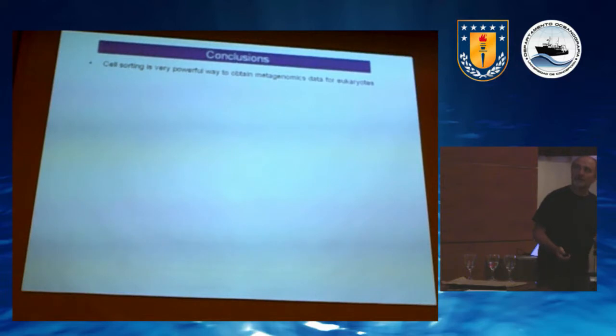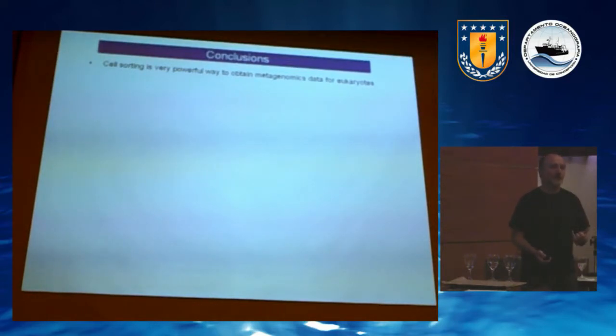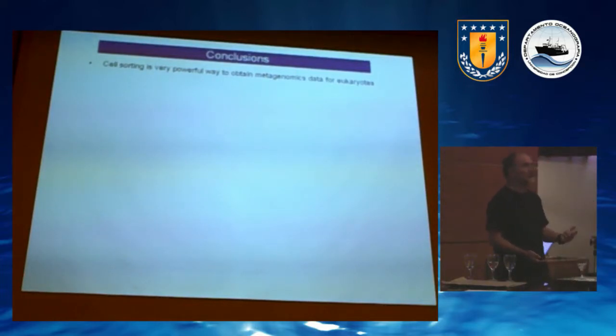So cell sorting is a very powerful way of obtaining metagenomics data for eukaryotes. I don't think you have to do only single cell sorting. I think population sorting is also of interest and provides a lot of information, and it's a lot easier to do than single cell sorting. It's much less expensive.